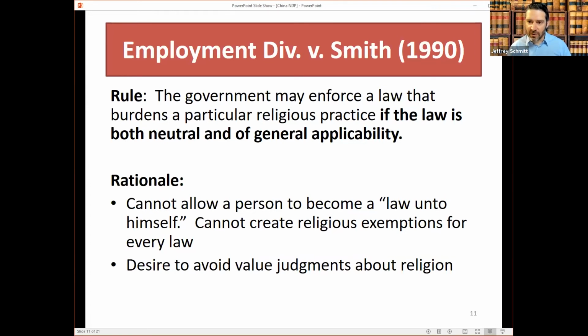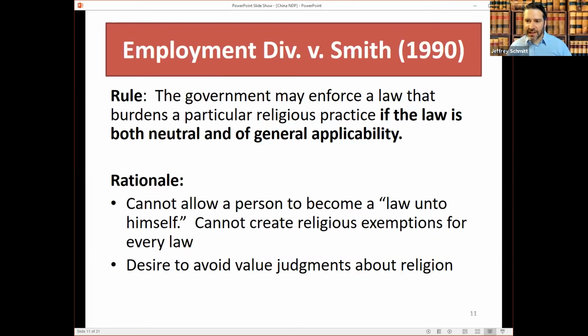I get to smoke marijuana. I get to park wherever I want. I get to be really loud in the middle of the night. You could try to get an exception to any law. That's where the court says we can't let people be a law unto themselves, get religious exceptions.